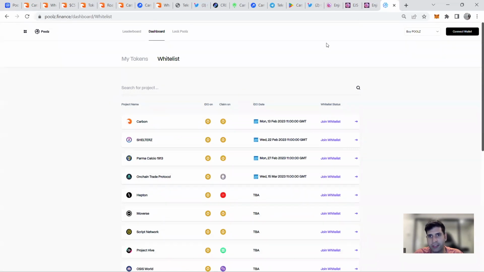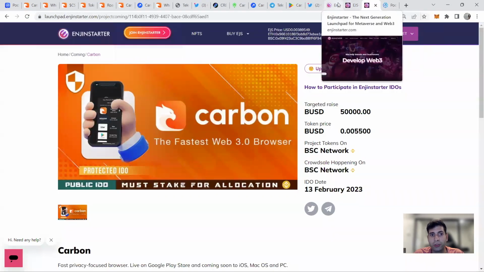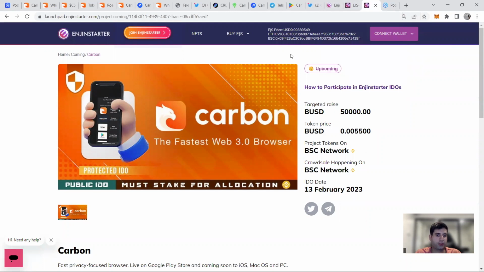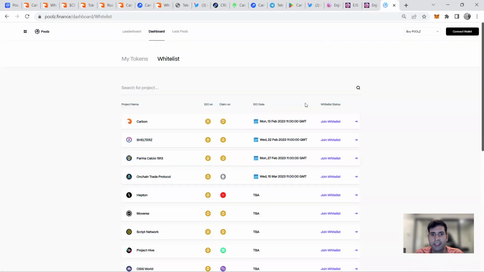And on the day, they'll ask you to participate in the sale, and it's going to be raised in Binance token, BUSD. The good thing with Enjinstarter, by the way, is that you have 24 hours to participate in the guaranteed round. So they have a guaranteed round, and then they move to a first come, first serve round. Whereas with Poolz, they also have a guaranteed round, but I think it's shorter, like 3 hours. And then they move to the first come, first serve round.